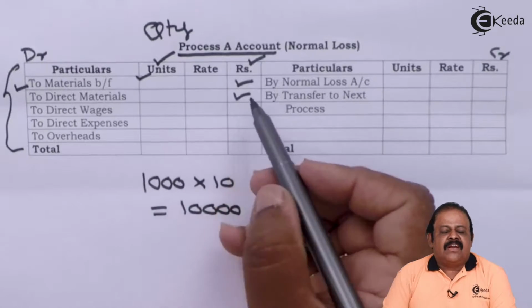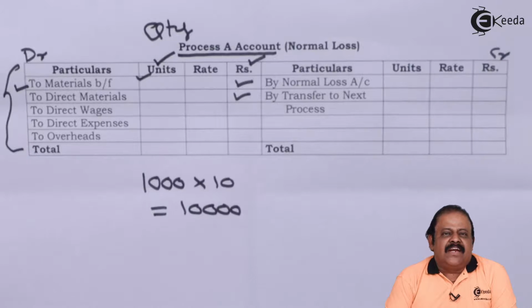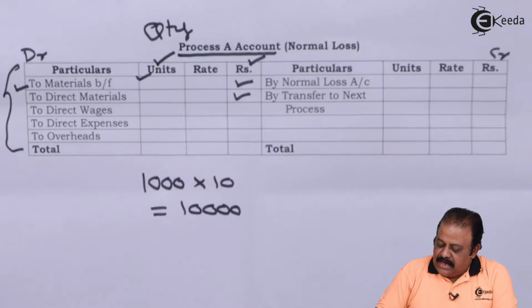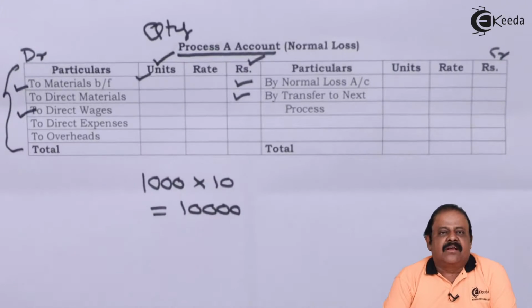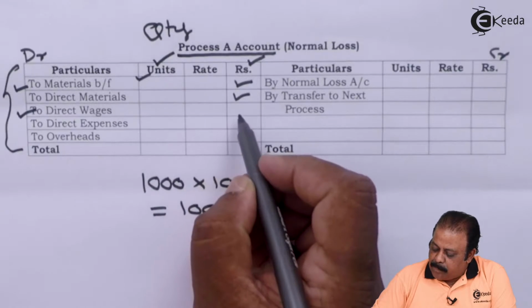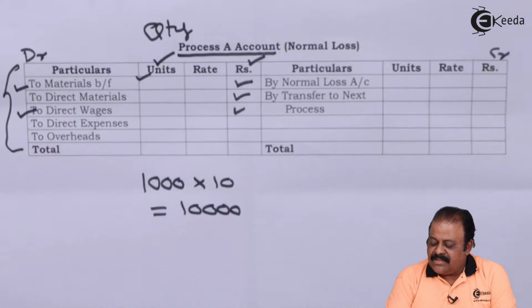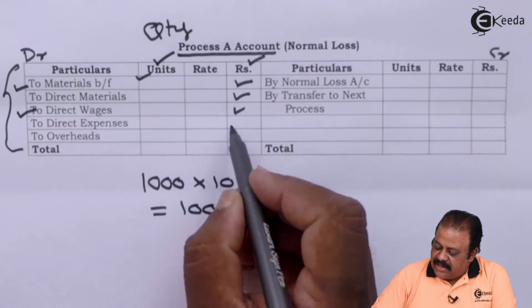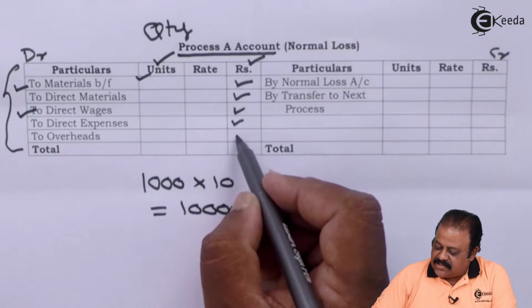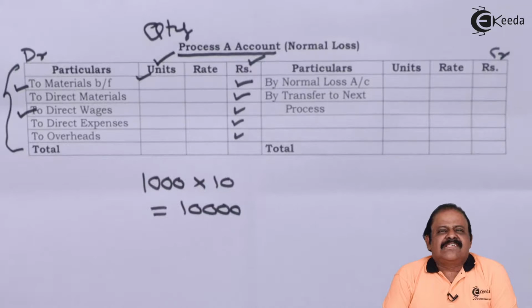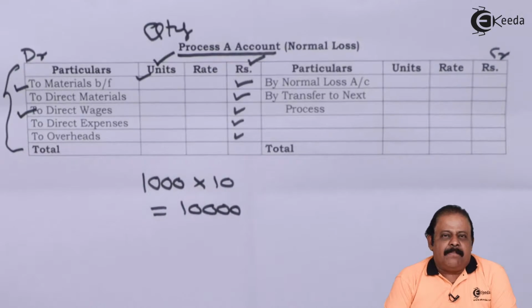After material, the other expense relating to production is labor. So that is direct wages or direct labor. It is debited to the process account. Now in case of labor also there will not be any question of quantity. You will be directly recording in the rupees column the amount of direct wages or direct labor. Then we have overheads, or what are called direct expenses. They will be recorded here in the rupees column, direct expenses or overheads.